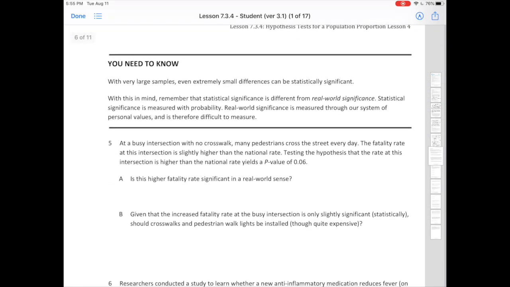So you need to know, with very large samples, even extremely small differences can be statistically significant. With this in mind, remember that statistical significance is different from real-world significance. Statistical significance is measured with probability. Okay? Real-world significance is measured through our system of personal values and is therefore difficult to measure.